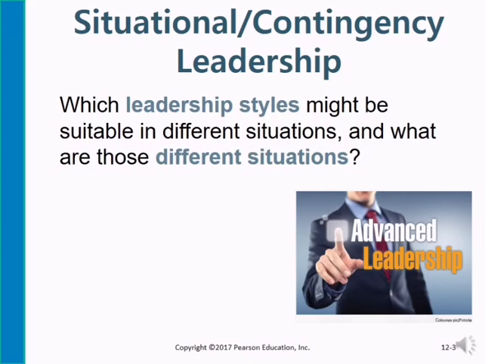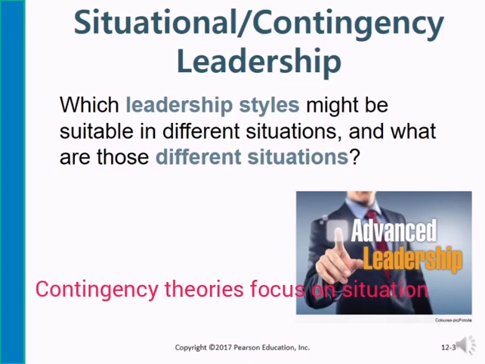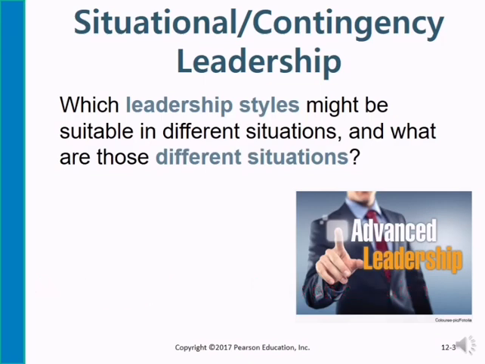So here we have the contingency models of leadership, which take into account the situation or context within which the leadership occurs. In the contingency theories, we have several theories, namely the Fiedler model, the SLT Hersey-Blanchard, and the path-goal theory. We are going to take a look at all these theories in more detail after this.